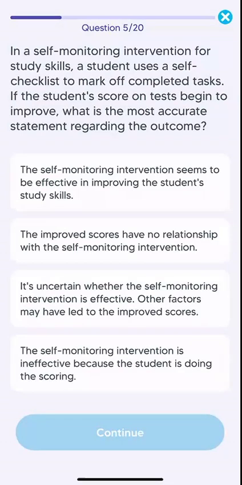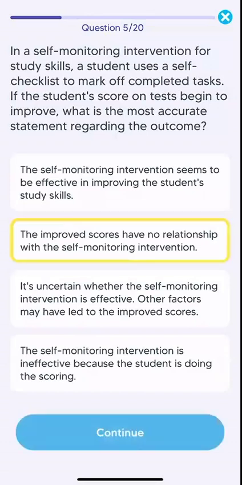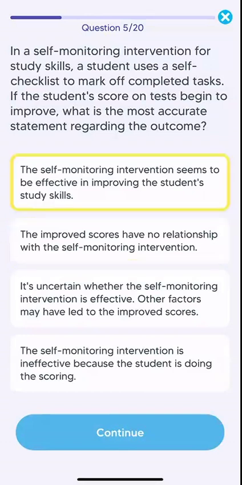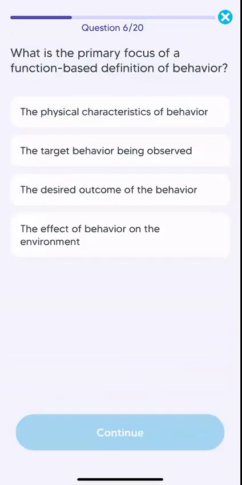In a self-monitoring intervention for study skills, the student uses a self-checklist to mark off completed tasks. The student's score is beginning to improve. What is the most accurate statement? The self-monitoring intervention is effective; the improved scores have no relation. It is uncertain; other factors may have affected it. Self-monitoring is effective. First one? I think first one. Yes, yeah. Okay.